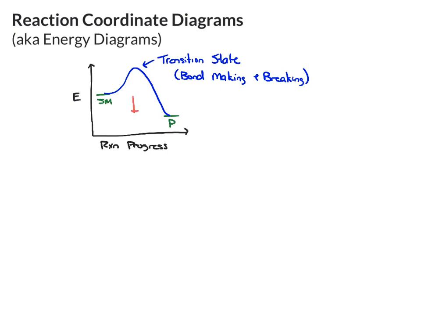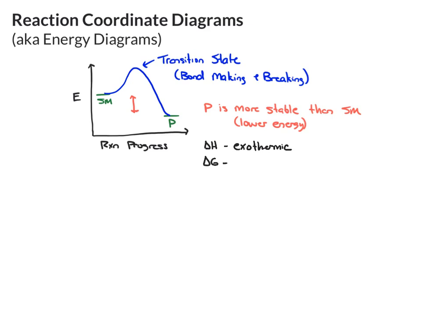we have the difference in energy between the starting material and the product, and the product is more stable than the starting material. A reaction like this is a favored reaction, and we call this, if we're working in terms of enthalpy, delta H, exothermic. If we're working in terms of Gibbs free energy, delta G, we call this exergonic. The energy it takes to get from the starting material to the transition state, that is your activation energy.